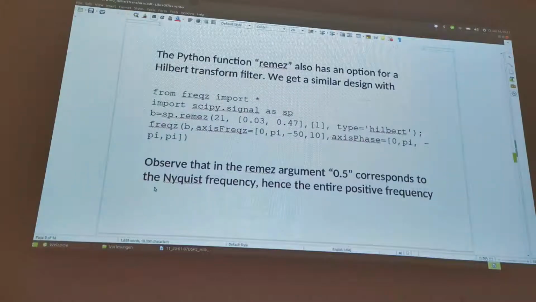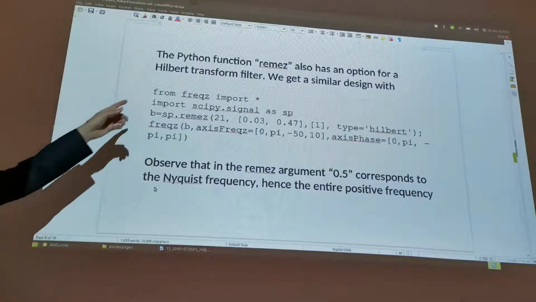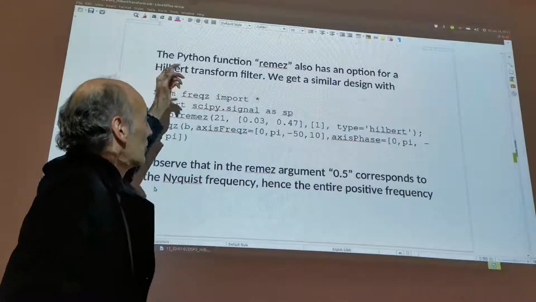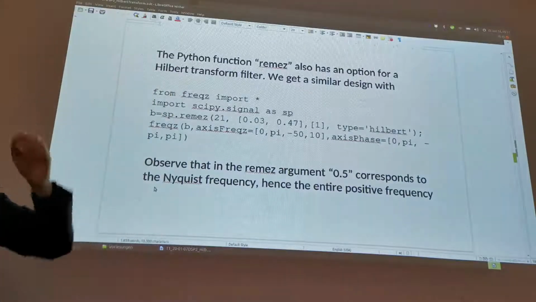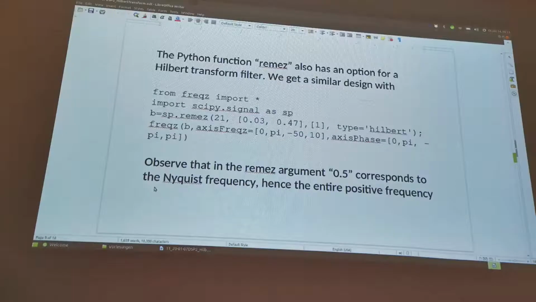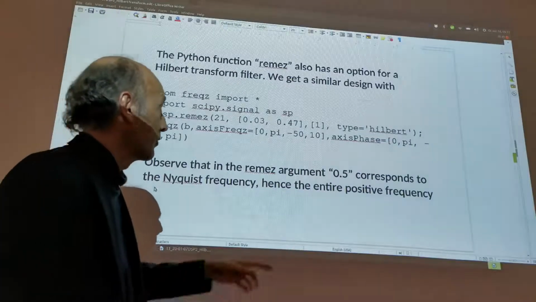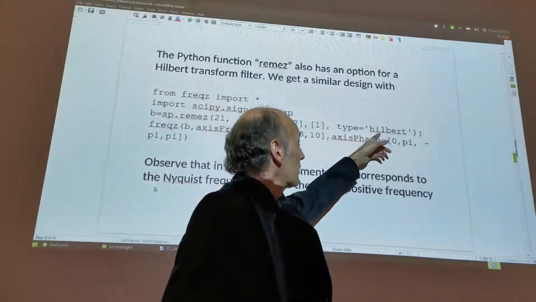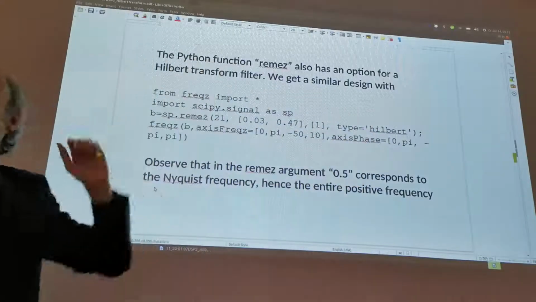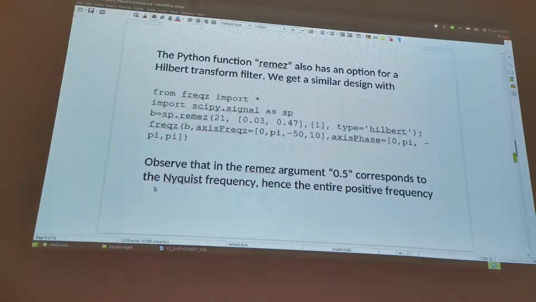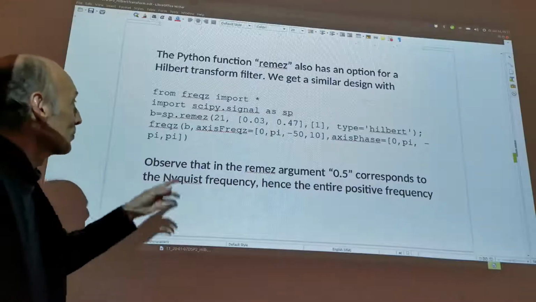There's also a Python function, remez, which has an option for the Hilbert transform. We already know remez for low pass design, for instance, or band pass design, but you can also use it for a Hilbert transform or Hilbert filter by just specifying type equals Hilbert. So this is one of the lesser known options of remez. Otherwise it works the same.